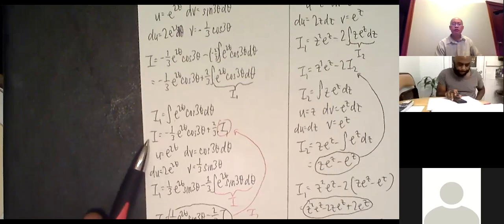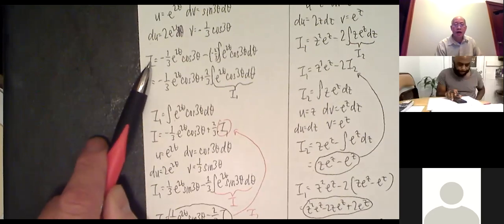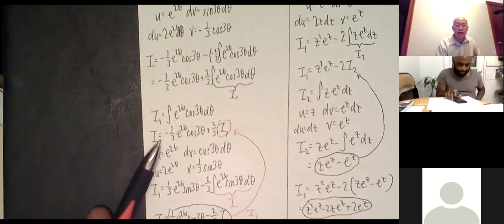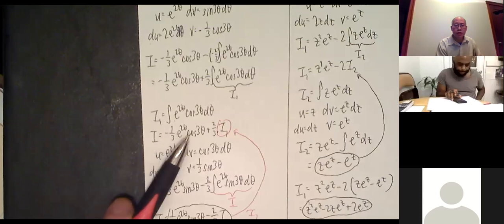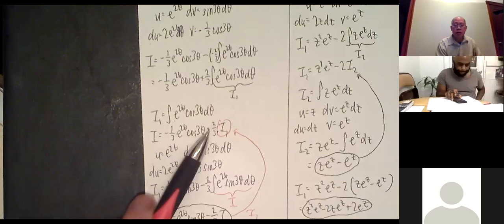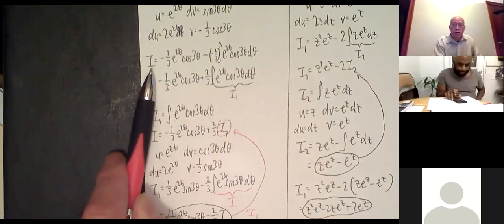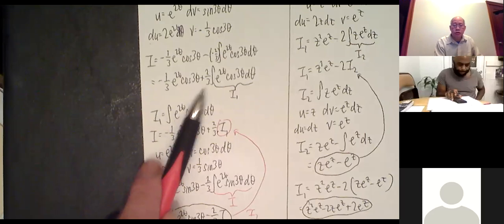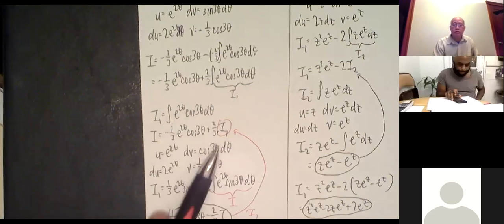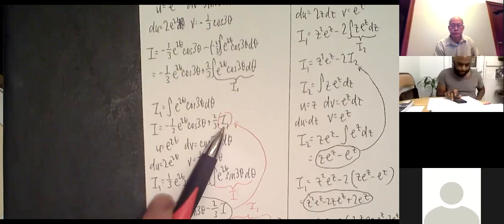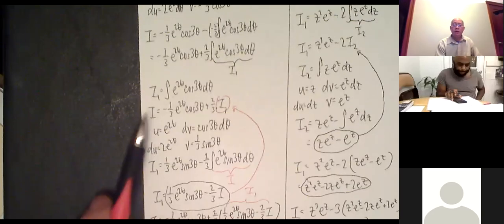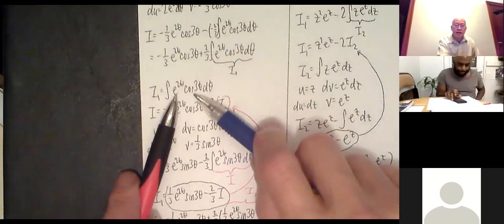So I'm rewriting the original integral I. I'm now writing as negative 1/3 e to the 2 theta, cosine 3 theta, plus 2/3 of I1. Right? The original integral I, that stays the same, plus 2/3. Instead of writing all this stuff down, I'm just writing I1. So if I can figure out I1, I'll just put that over there. Okay, so now I'm going to work on I1, which is this.